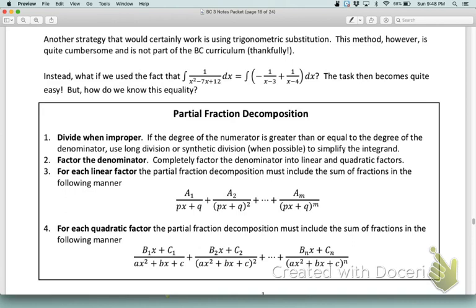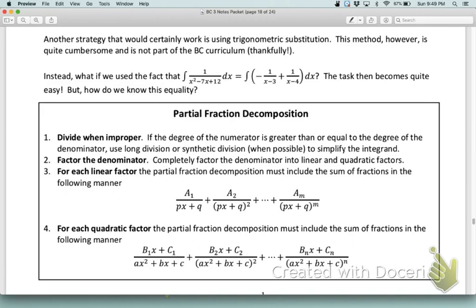Then we want to factor the denominator because typically that's going to show us what our denominators were before we combined. Completely factor the denominator into linear and quadratic factors. This is something you practiced a lot in pre-calc, getting it factored completely into linear and quadratic factors. Then here is how you're going to set up the partial fractions, and I'm going to just let you take a second to look at this, and then we'll see a little bit more in action. This makes a little bit more sense.